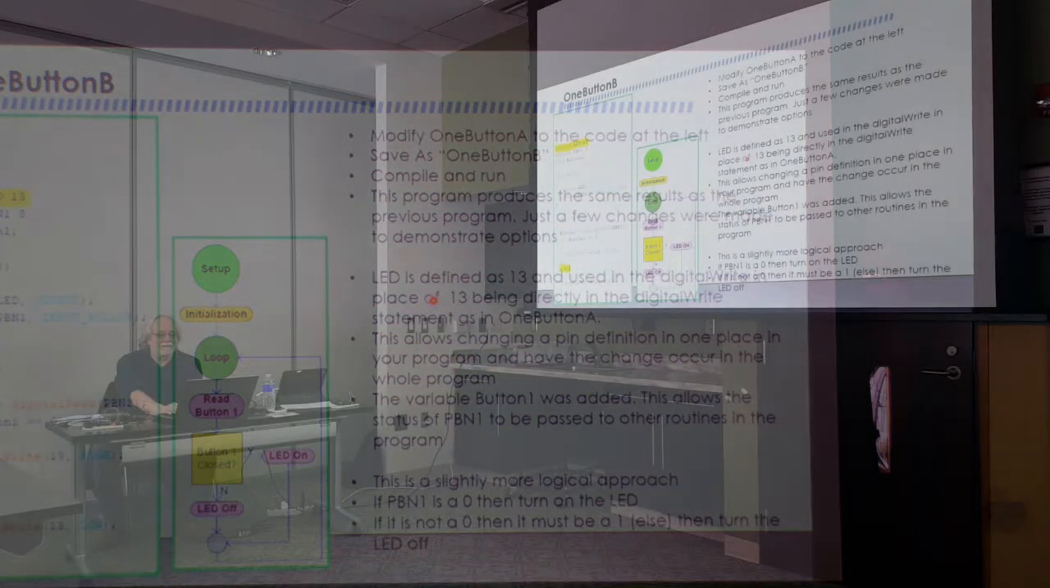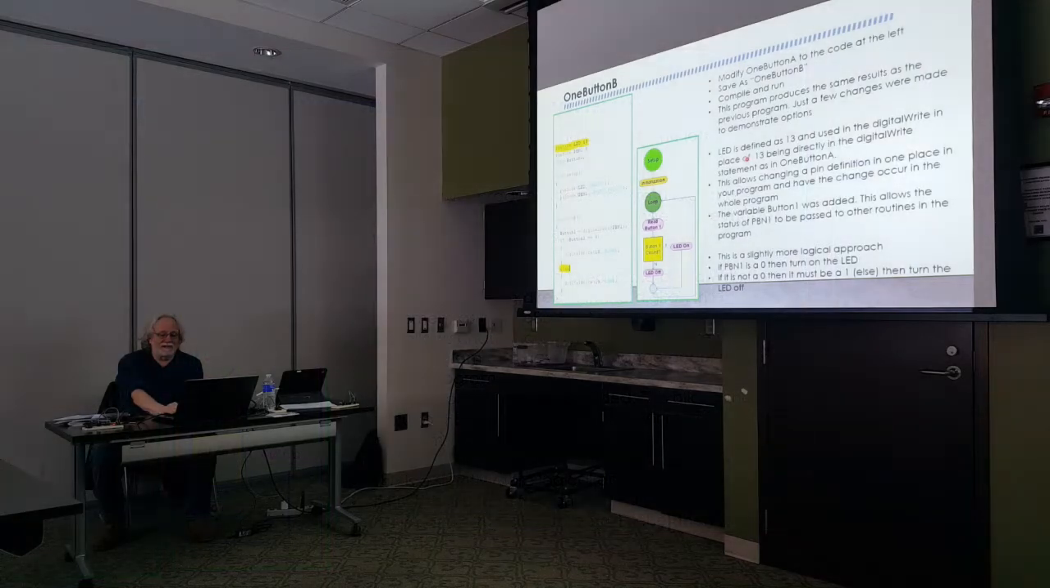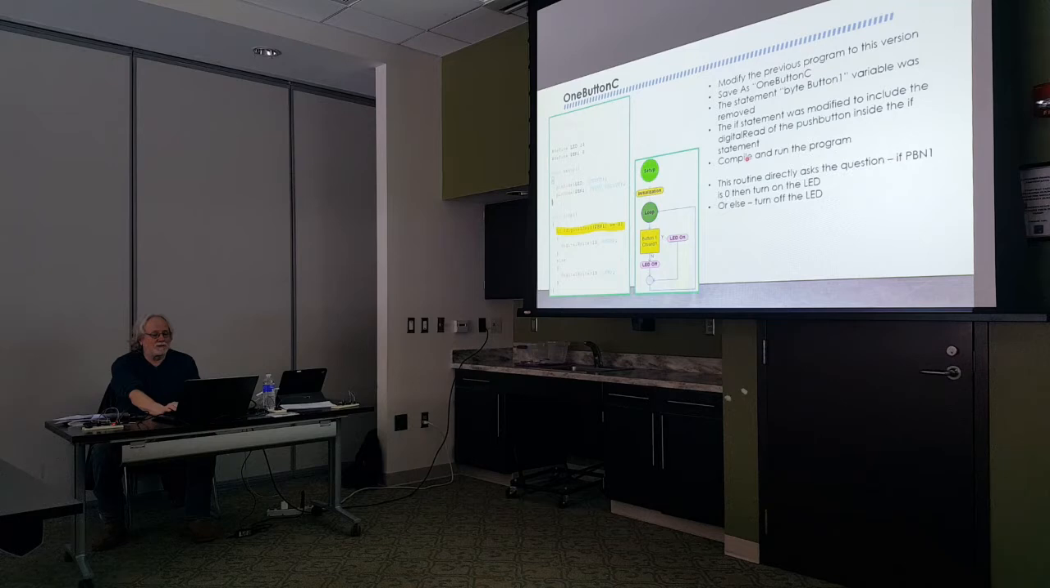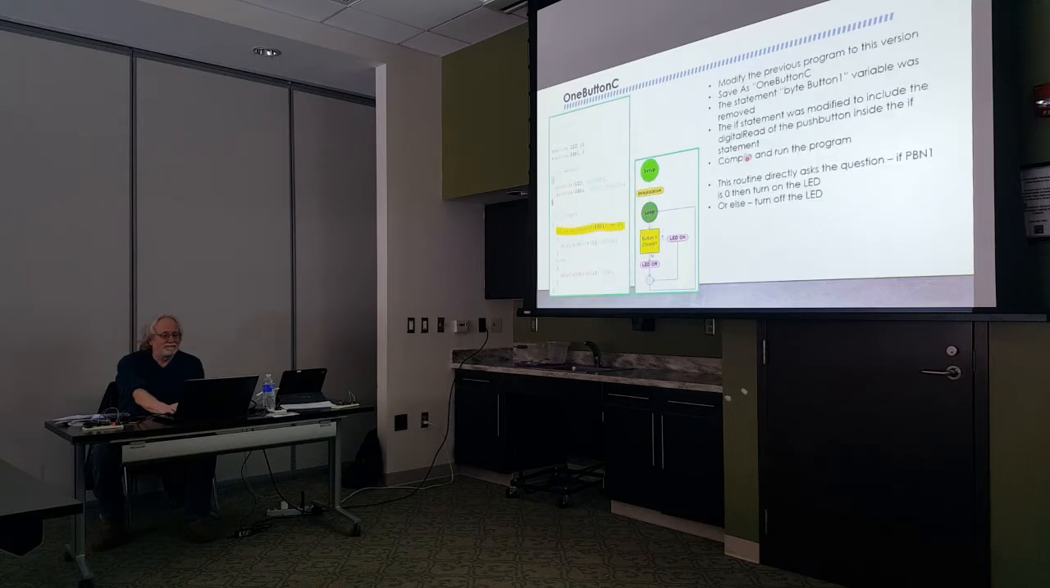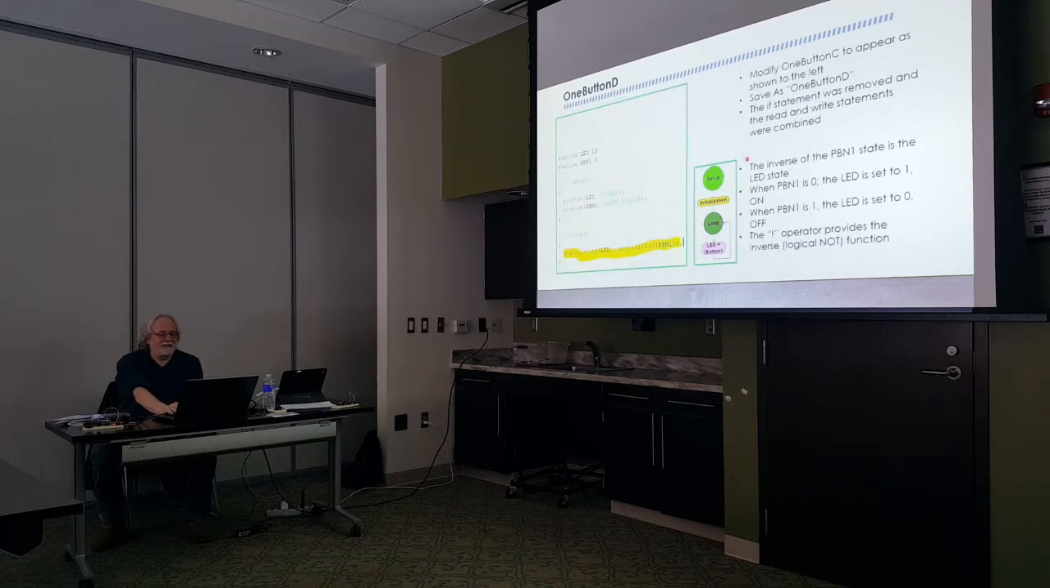This one, I just combined it into one instruction. It's either on or off. So it's made the loop shorter. What was the difference? Okay, so I moved the reading into the if statement. And then I just did it all in one statement.